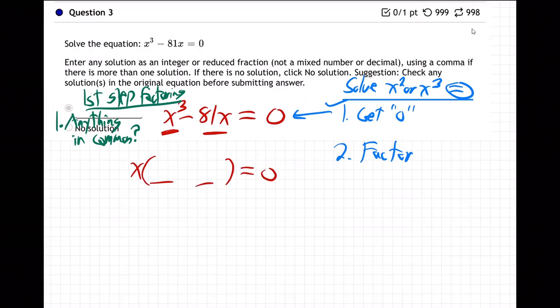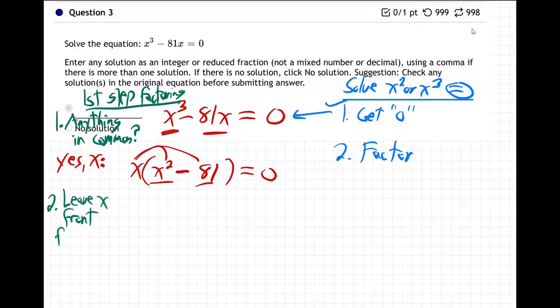Have the 2 blanks inside with the minus in between. X times x squared, x times 81. So the answer is yes. They have an x in common, and you put the 1 parenthesis like that. Then step 2 in factoring is, what do we do with the factor? You leave the x in the front and factor the parentheses.